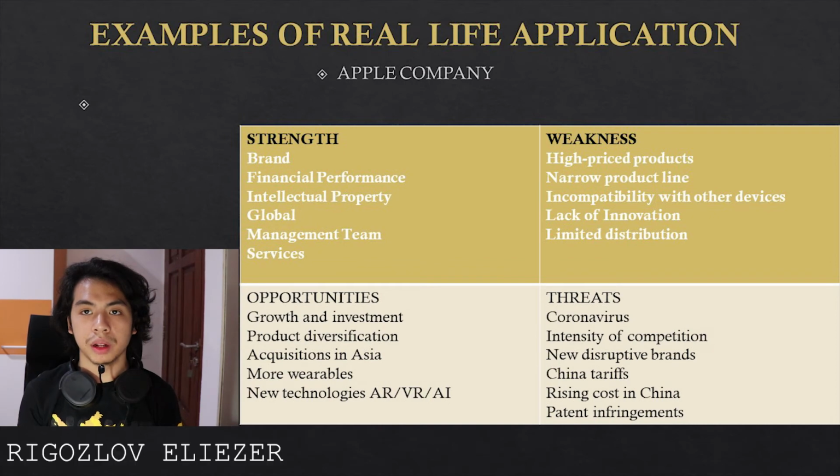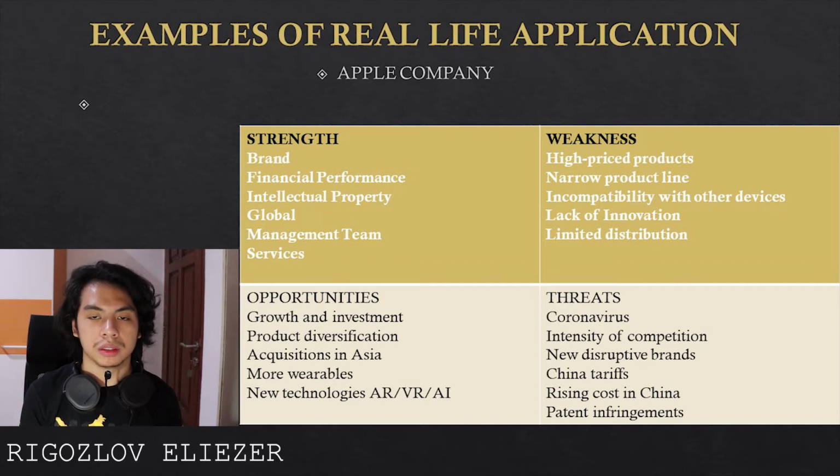Now I will give you an example of the use of the SWOT technique at the scale of a company. For this example, we will use Apple as the company. The first one is strengths. Brand: in 2019, Apple was rated by Interbrand as the number 1 brand in the world for the 7th consecutive year. Financial performance: at the end of 2019, Apple had $205 billion in cash on hand. And then there are intellectual property, global presence, management team, and services.